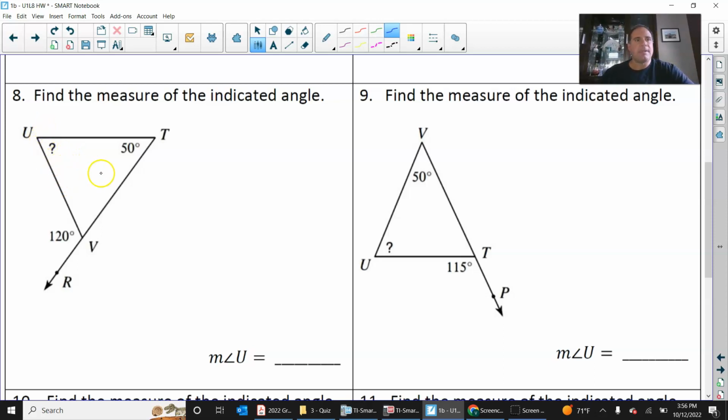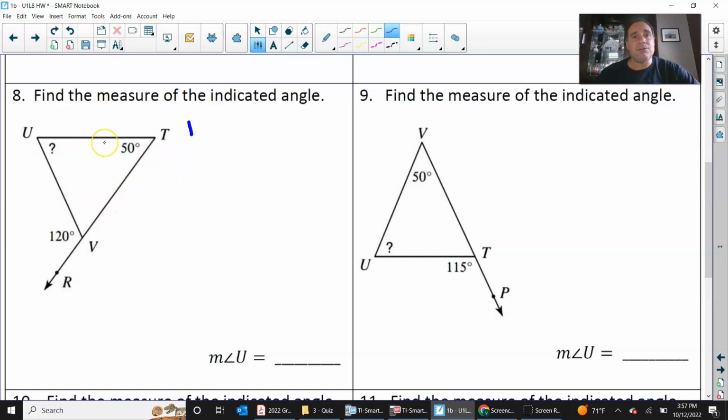Just remember, the sum of the two non-adjacent angles is equal to the exterior angle. The sum, this plus this, equals this. All right, so if you add the question mark and the 50 degrees together, it's always going to be equal to the 120. I'm going to do this in a couple of ways. This is the first method, and it is the method that we would like you to know and do. Just remember the two non-adjacent angles: the sum of the two non-adjacent angles is equal to the exterior angle.